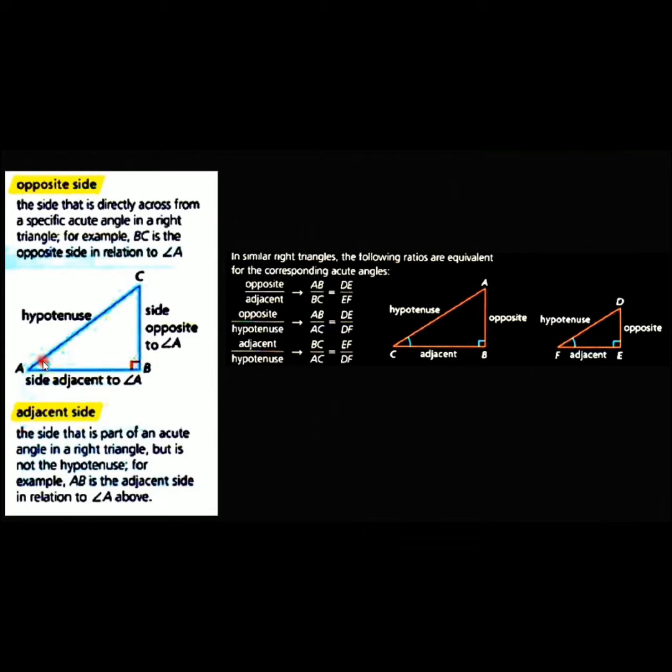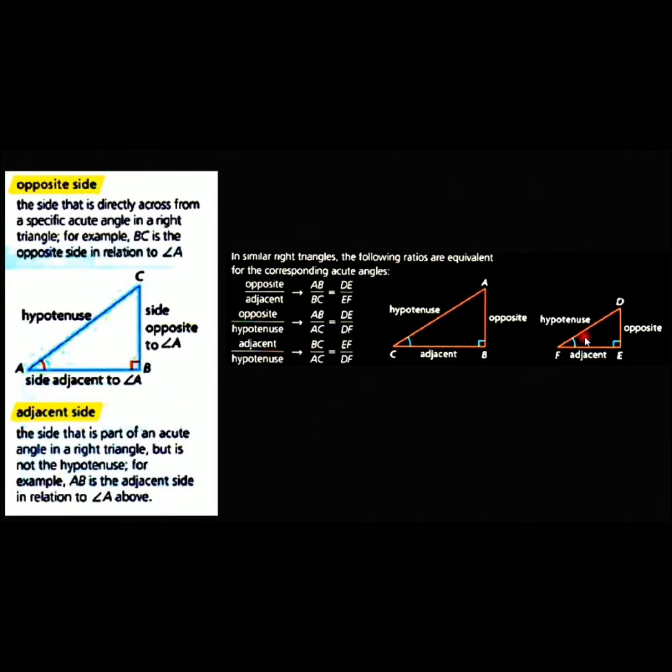This is acute angle A. This side BC is called the side opposite to angle A. This is called the side adjacent to angle A. This is called the hypotenuse. We know that, right? So the opposite side BC is in relation to angle A, and this adjacent side is in relation to angle A. If we talk about angle C, then AB is the opposite side to angle C, and BC is the adjacent side to angle C. So you have to remember this.